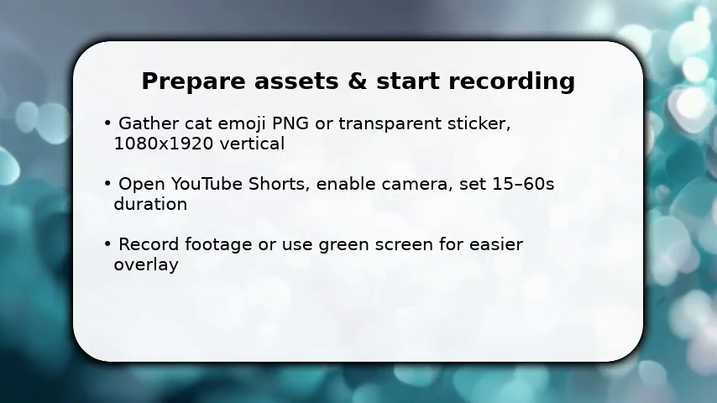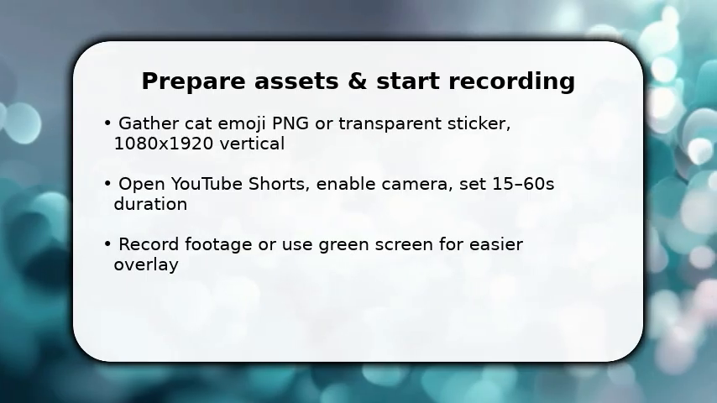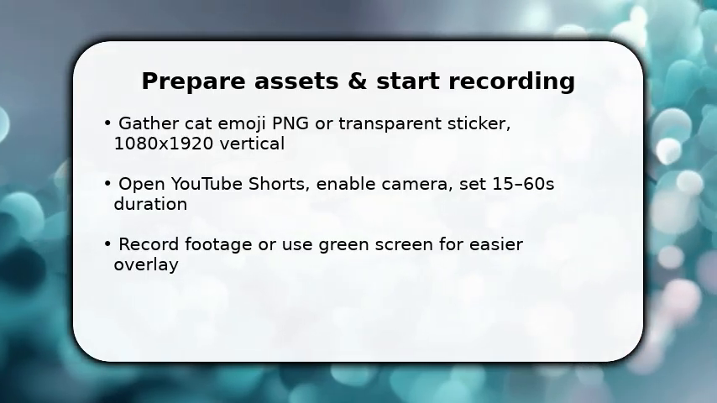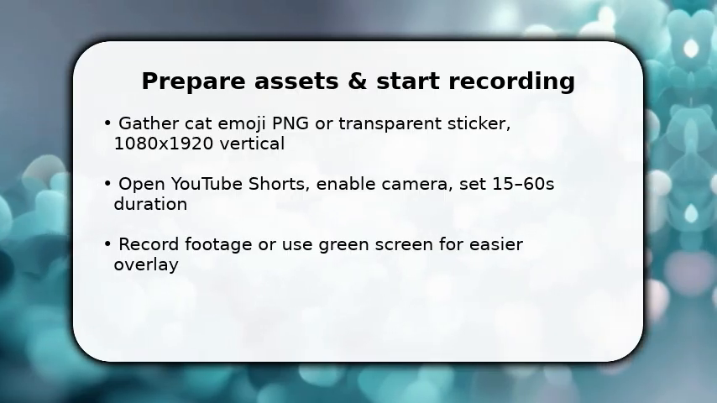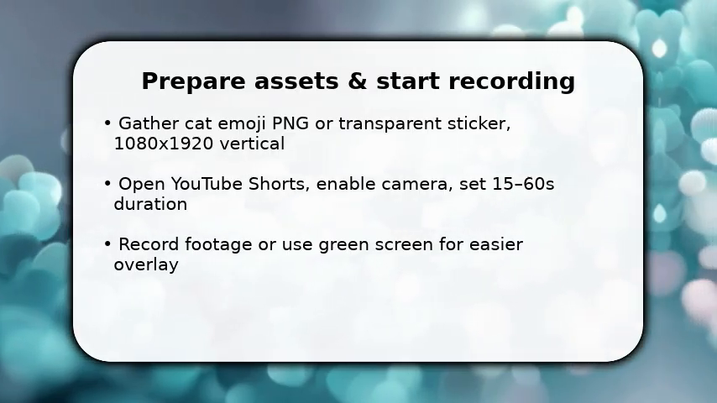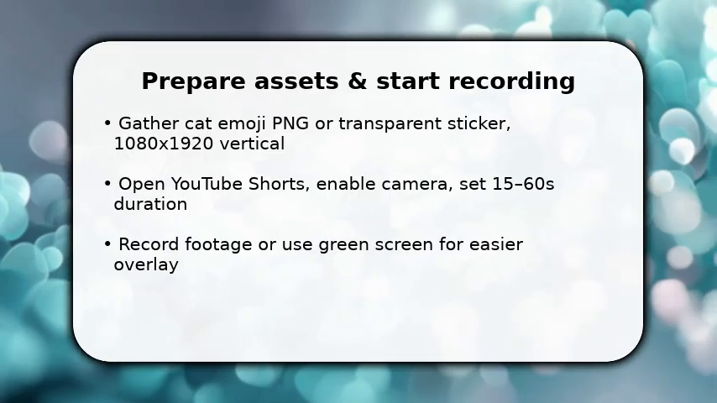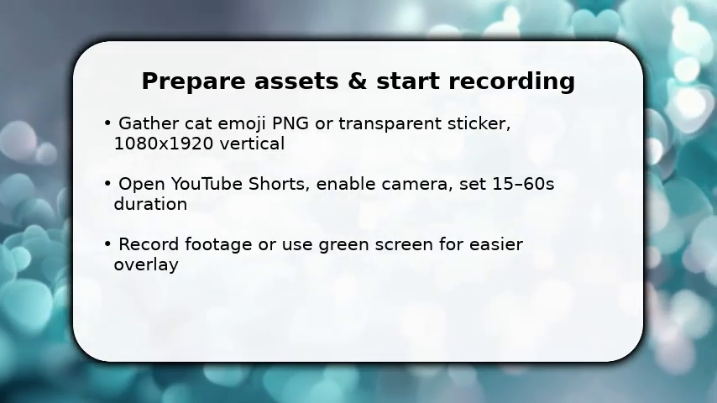You begin by collecting a transparent cat emoji PNG and any short clips you want to layer it on. Once done, open YouTube Shorts and choose vertical 1080 x 1920 with your preferred 15 to 60 second length.